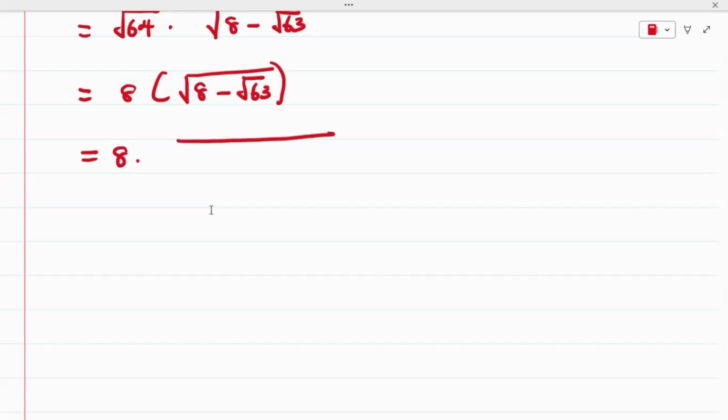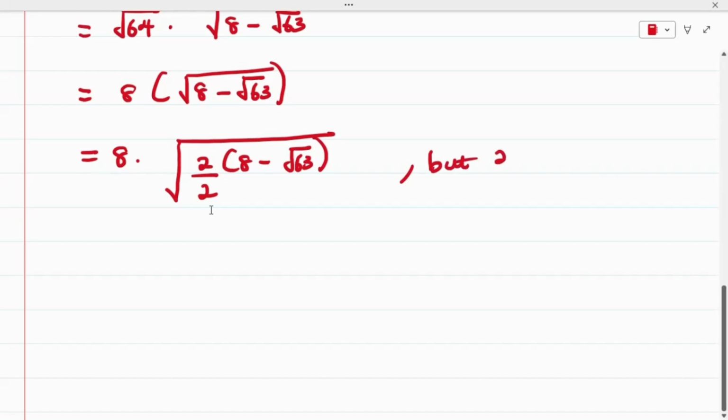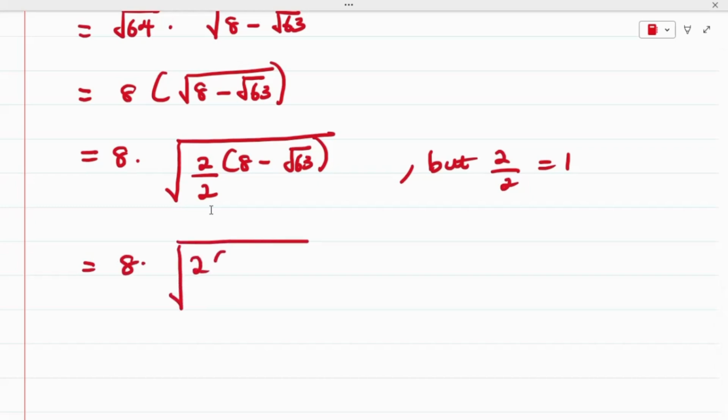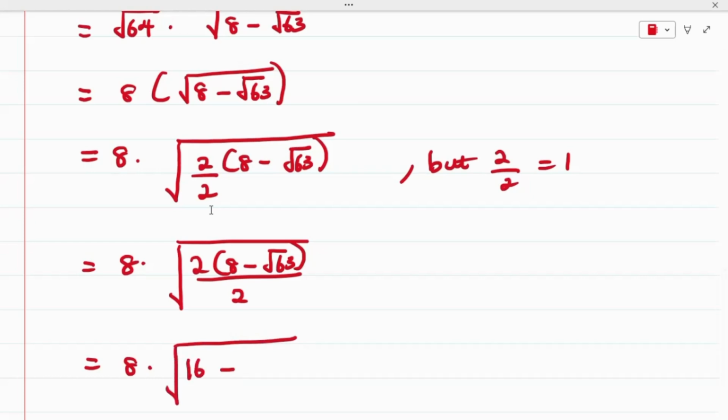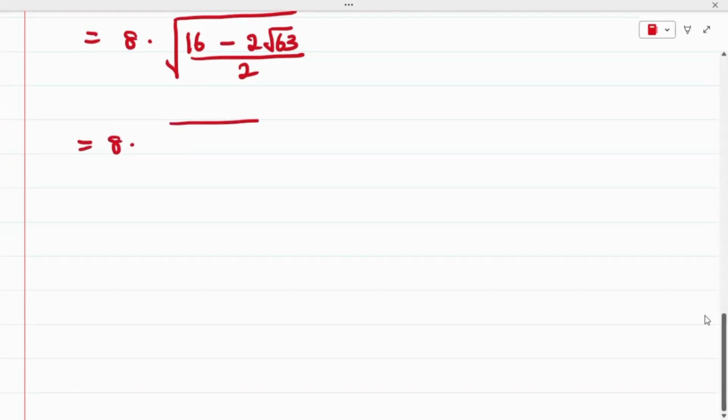So this is equal to 8 multiplied by the square root of 8 minus the square root of 63. Now we can easily express this by multiplying by 2 divided by 2, because we note that 2 divided by 2 is equal to 1, which is the same thing, right? So this is equal to 8 multiplied by the square root of 2 multiplied by 8 minus the square root of 63, divided by 2. Alright, so this is equal to 8 multiplied by the square root of 2 multiplied by 8 is 16, minus 2 multiplied by the square root of 63, divided by 2.